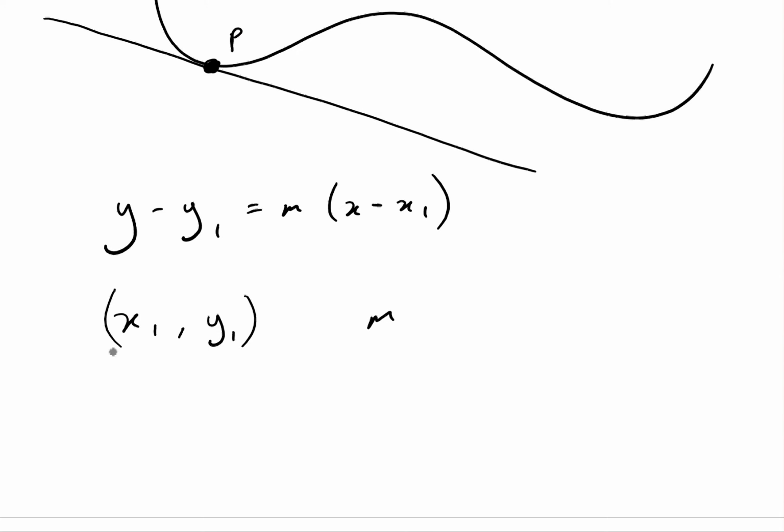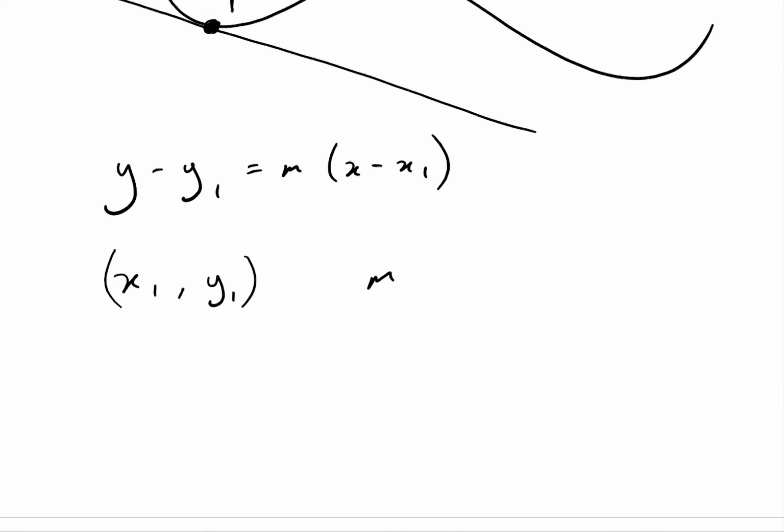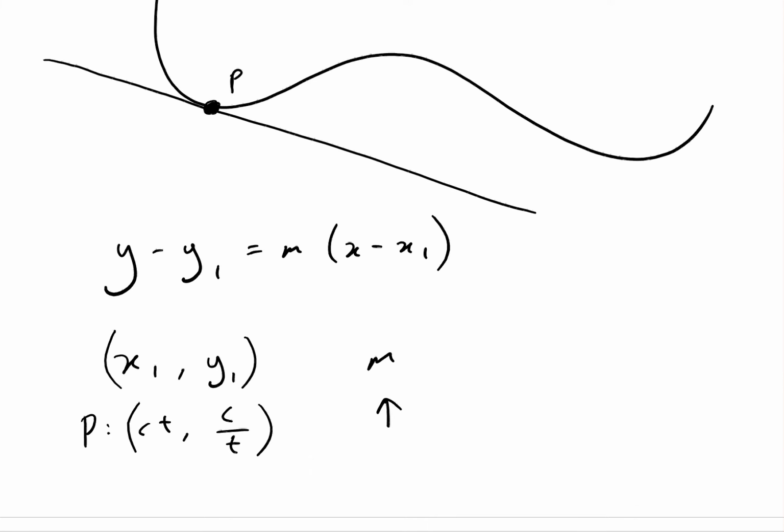So have we been given in the question a point which lies on that tangent line? Yes, we have. The point P lies on it. So we know that we can use these coordinates. So x1, y1 is just simply our point P, which is (ct, c over t). So x1 is ct, y1 is c over t. Do we know a gradient? No, we don't. We haven't been given a gradient. So what do we need to find? We need to find what the gradient is of that tangent. In other words, we want to find what that gradient is at that point P.